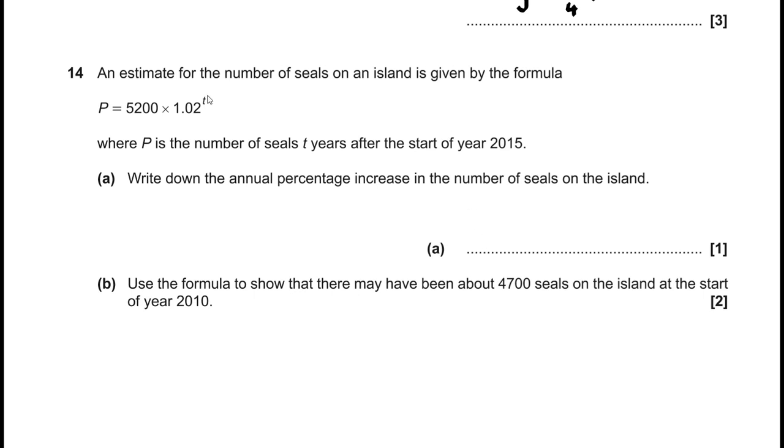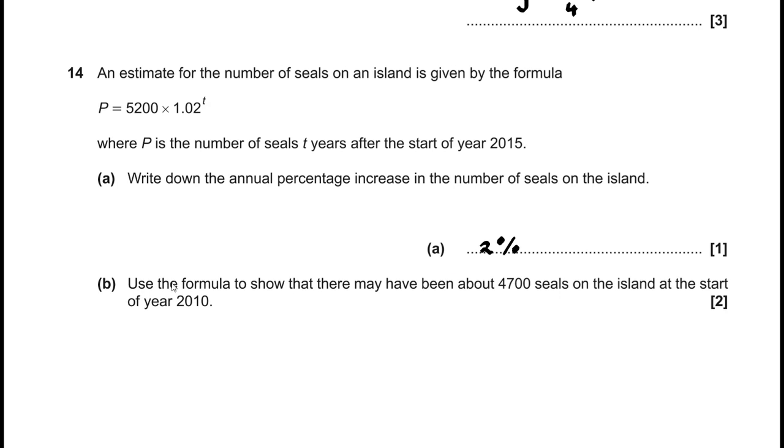Question number 14. An estimate for the number of seals on an island is given by the formula p equals 5,200 multiplied by 1.02 to the power of t. P is the number of seals t years after the start of the year 2015. For part A, we have to write down the annual percentage increase in the number of seals on the island. 1.02 represents a multiplier of 2%. So the annual percentage increase is 2%.